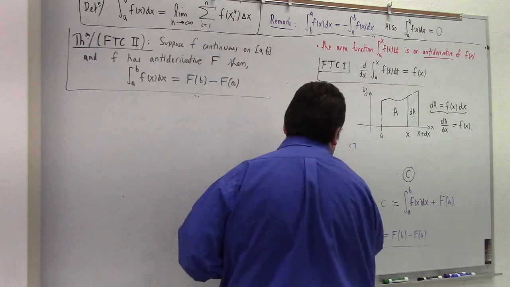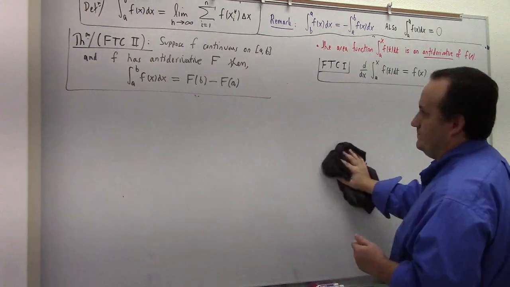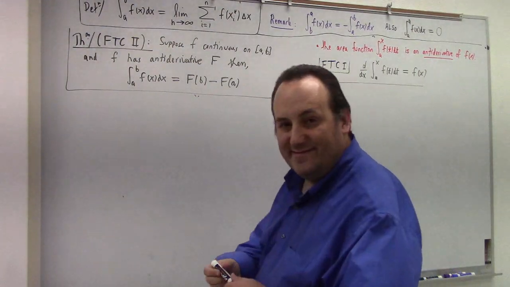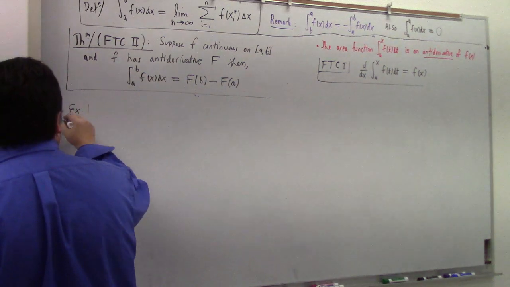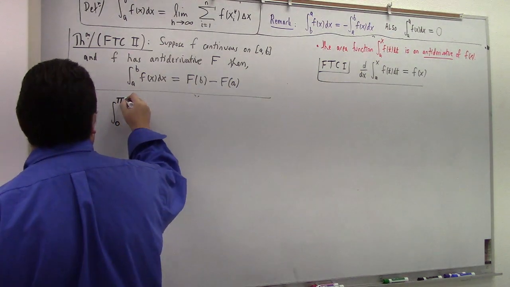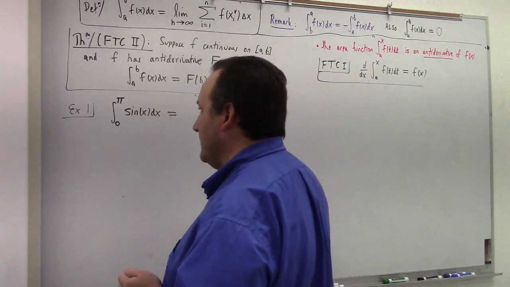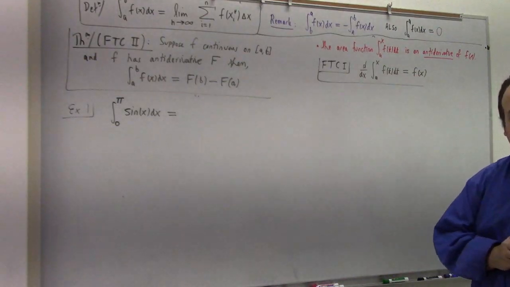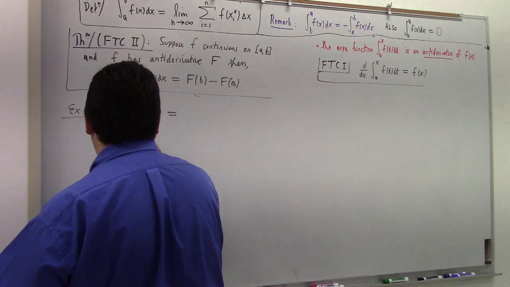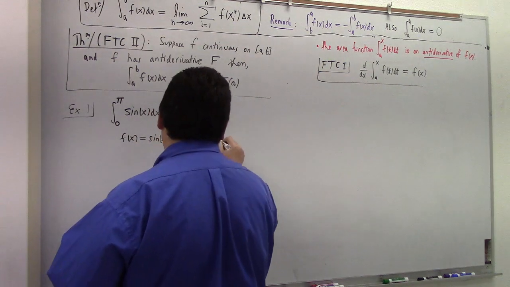Let's do examples. So, example 1. Suppose you want to integrate from 0 to pi sine of x dx. So what's the antiderivative for sine? So here we have f of x is sine. So we antidifferentiate, we get the antiderivative is, what is it?